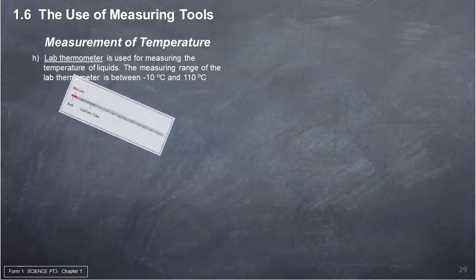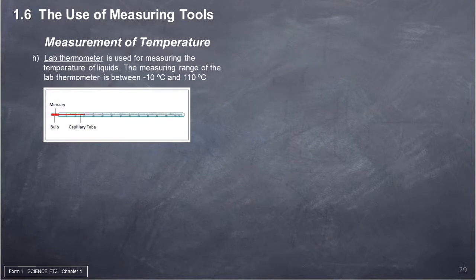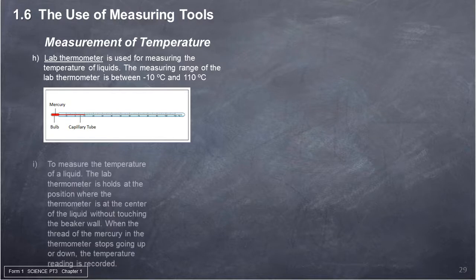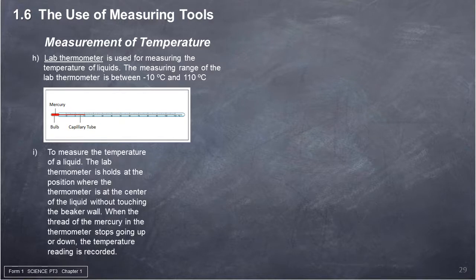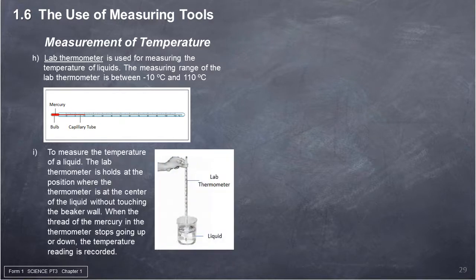H. A lab thermometer is used for measuring the temperature of liquids. The measuring range of the lab thermometer is between -10 degrees Celsius and 110 degrees Celsius. I. To measure the temperature of a liquid, the lab thermometer is held at the center of the liquid without touching the beaker wall. When the thread of mercury in the thermometer stops going up or down, the temperature reading is recorded.